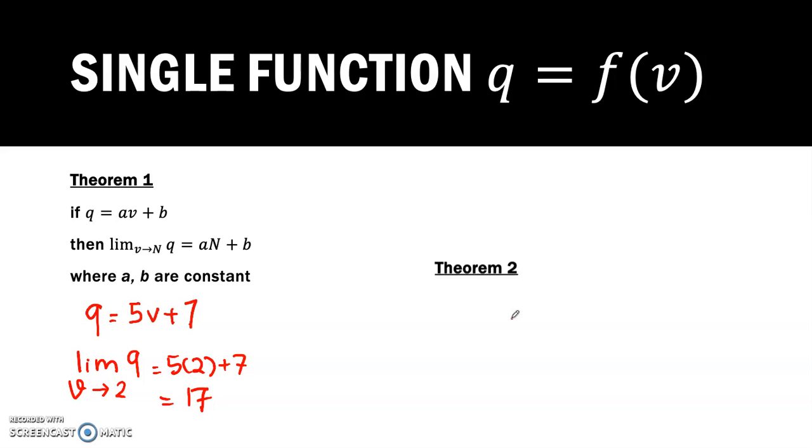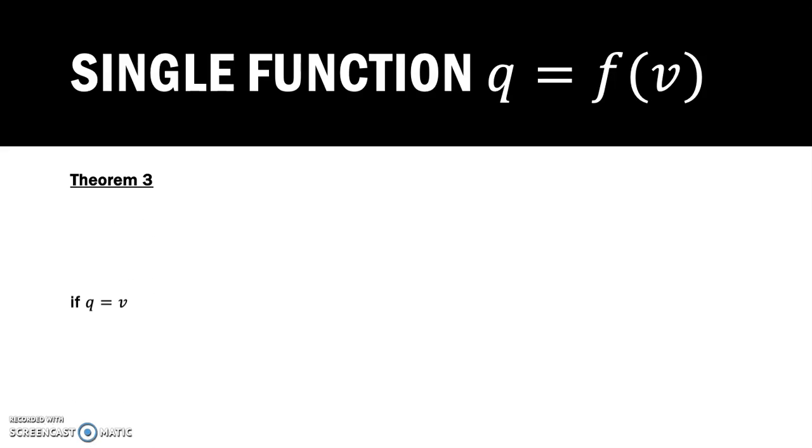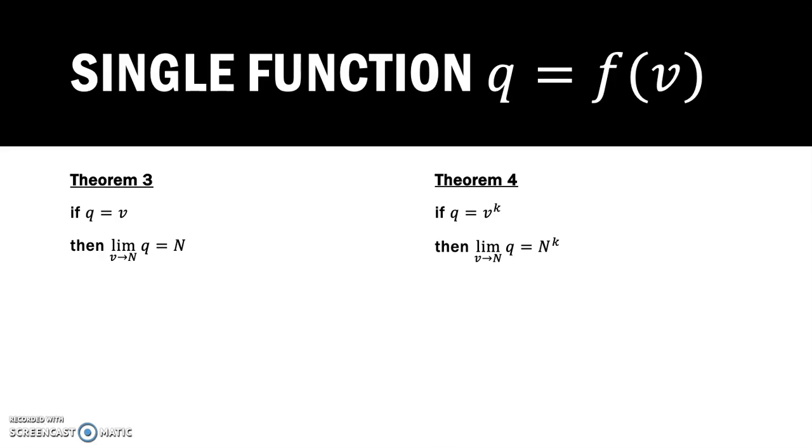Now the second theorem: if we have q equals b, then the limit of q when v approaches n is just b. Or in other words, the limit of a constant function is the constant in that function. So the next one is if we have q equals v, then the limit of q where v approaches n is just equal to n. And the next one, if we have q equals v to the power of k, the limit of q where v approaches n is just n to the power of k.